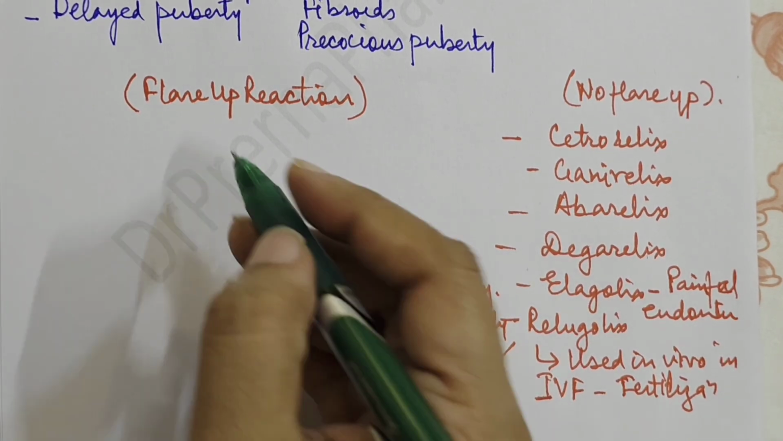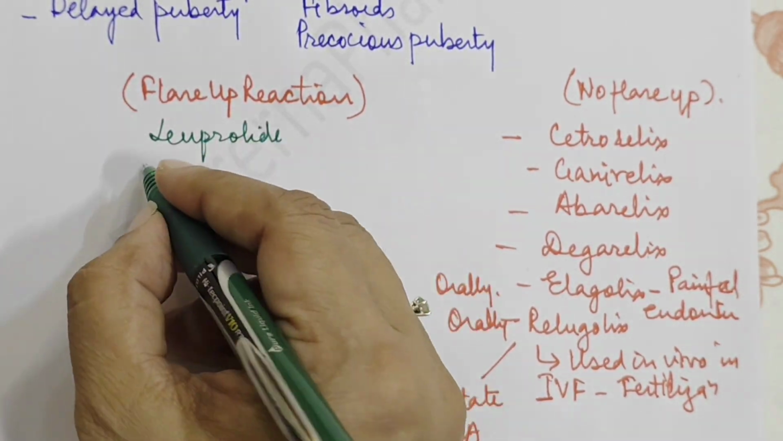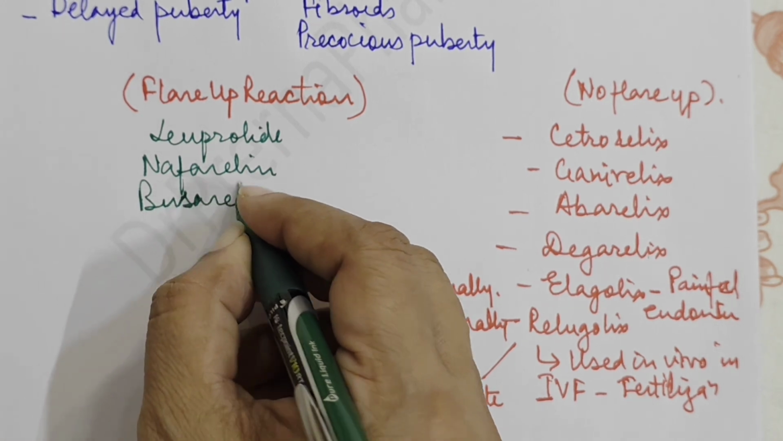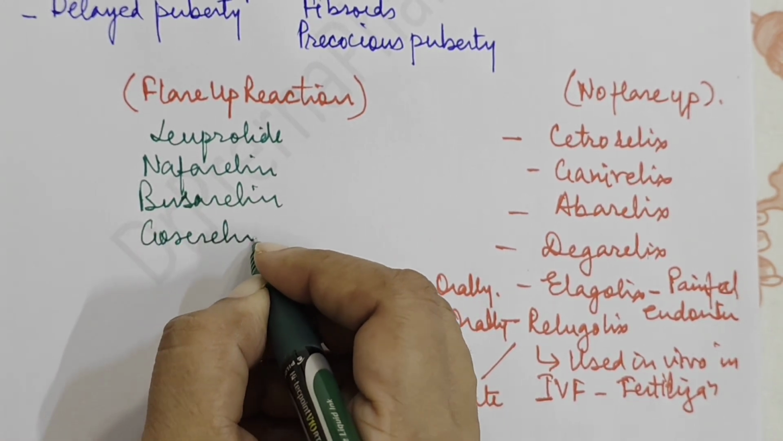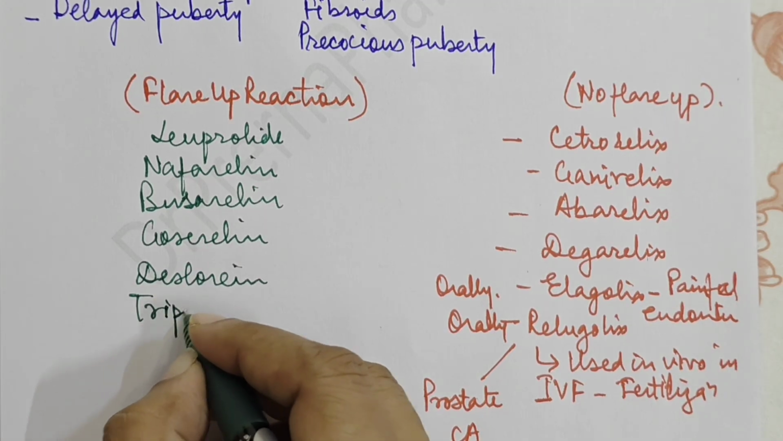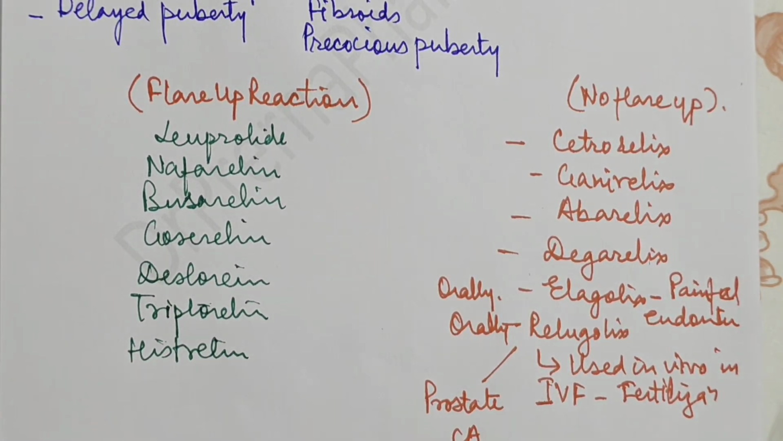Now what are the GnRH agonists? What are the agonists here? Let's see their names. Leuprolide, Nafarelin, Buserelin, Goserelin, Deslorelin, Triptorelin and Histrelin. Okay, so these are the drugs.